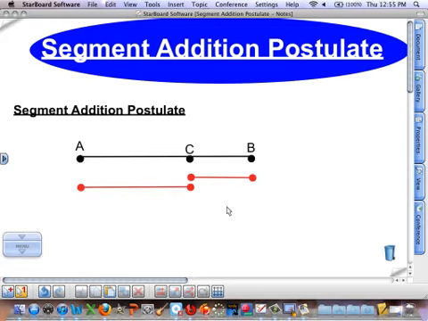This is not a challenging concept. It's really that simple. All the segment addition postulate states is that the sum of the parts equals the whole. That's the big idea. That's what you need to write down. The sum of the parts equals the whole. It's a very, very simple concept.